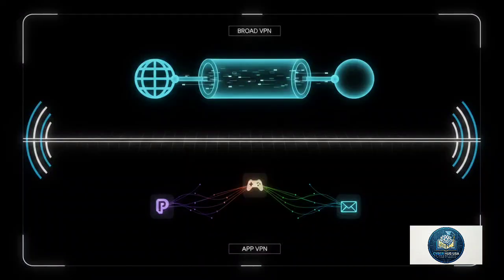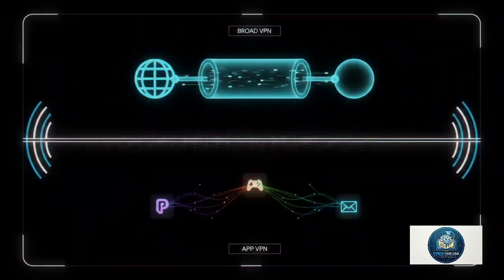Now, when deploying VPNs, there is a very distinct strategic choice to make: broad network versus app-specific. Older network layer protocols like IPsec are broad. They create a tunnel between 2 networks and just blindly encrypt absolutely everything flowing between them. It's simple, but it really lacks control.